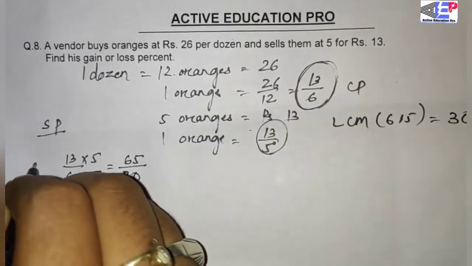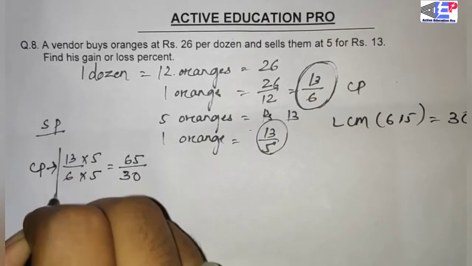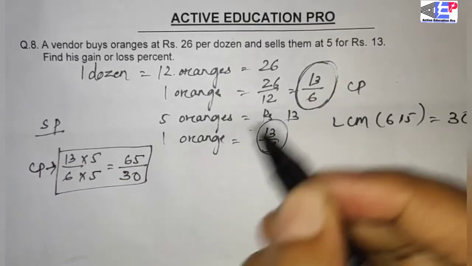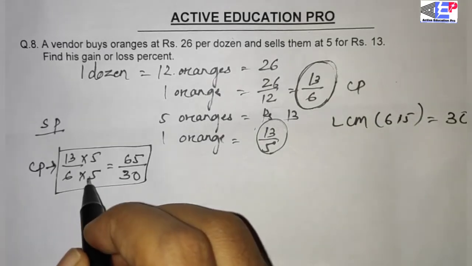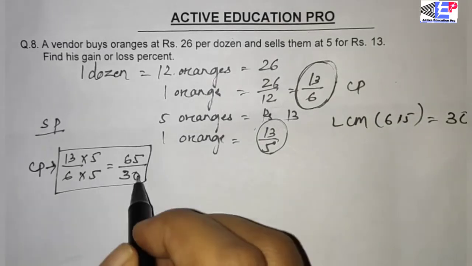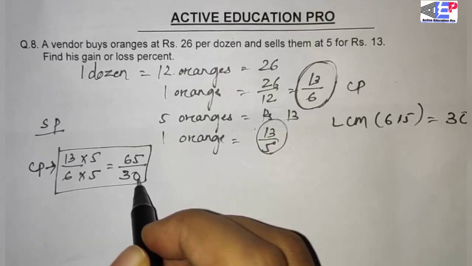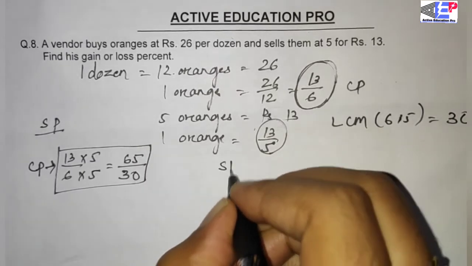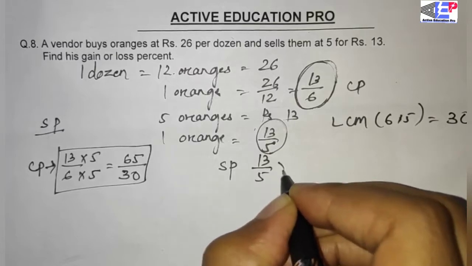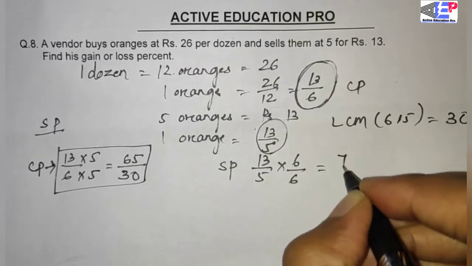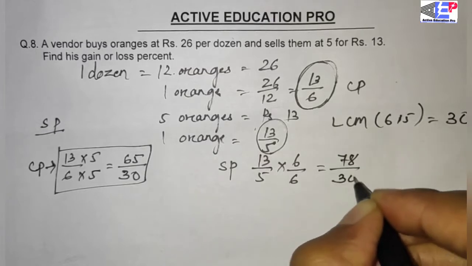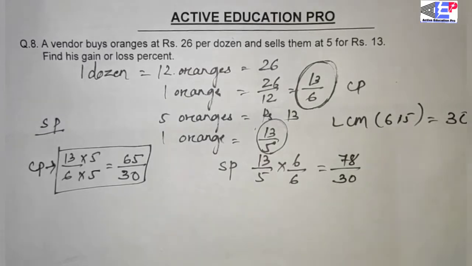So 13 by 6 into 5 will be 65 by 30. This is CP. CP is 13 by 6; by multiplying 5 with both numerator and denominator, the cost price will be 65 by 30. Similarly, SP is 13 by 5. By multiplying 6 with both numerator and denominator, you will get 78 by 30, which is the selling price with equal denominator.